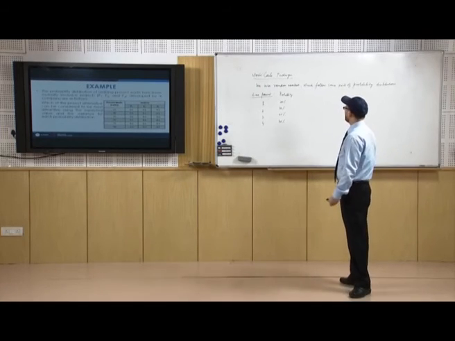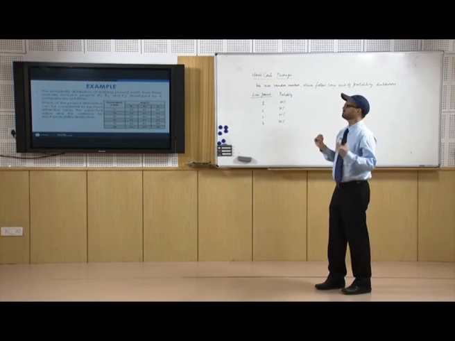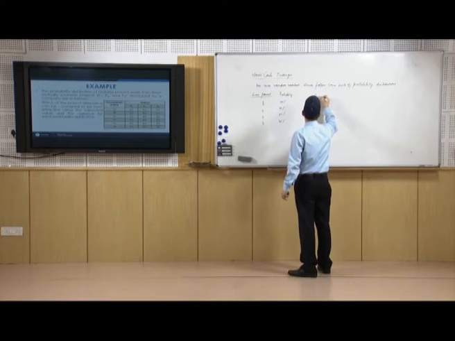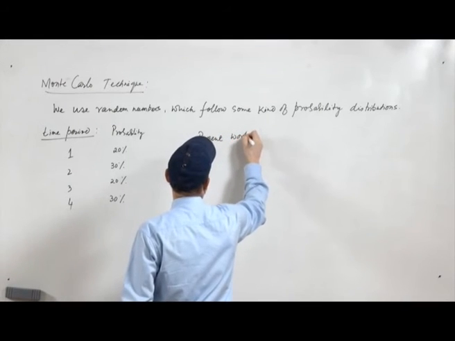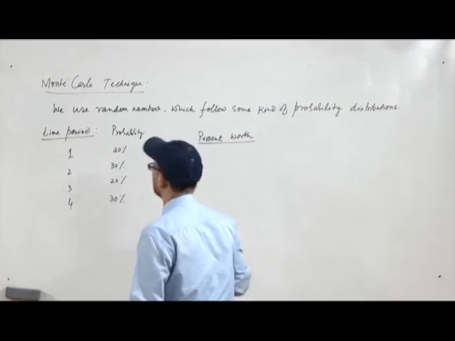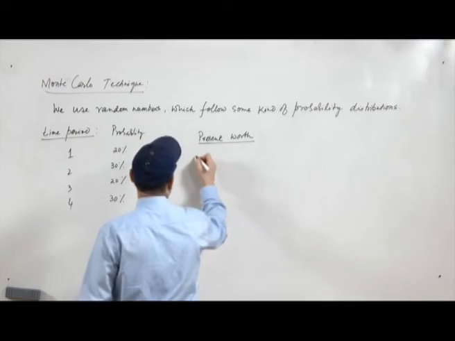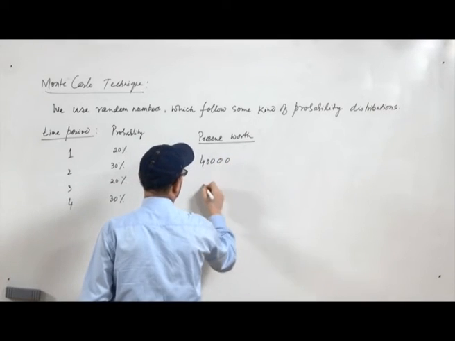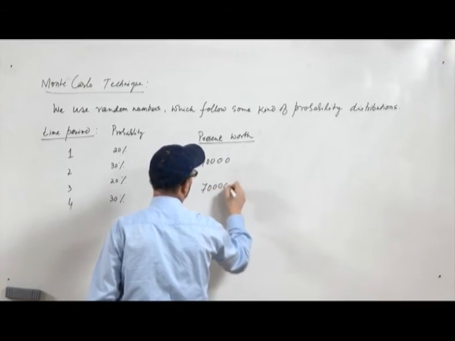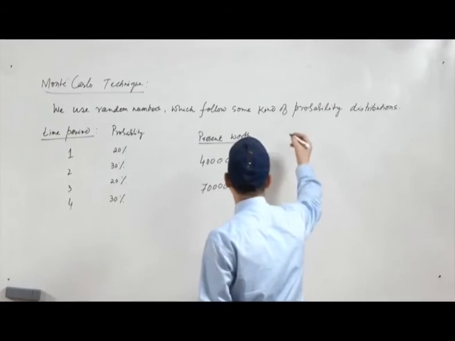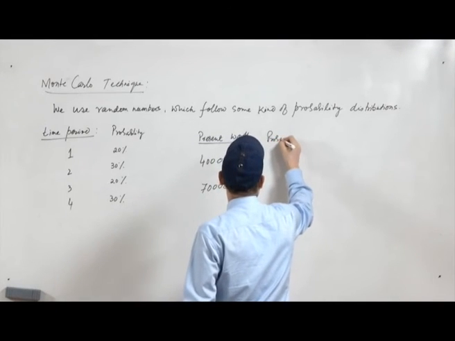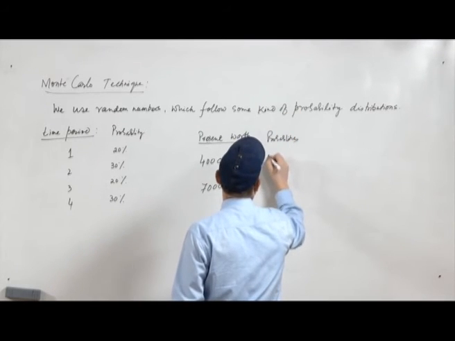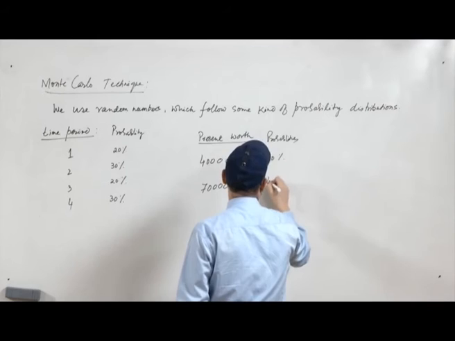Then there are two possibilities for, suppose, the present worth. You may have the present worth as either 40,000 or 70,000, and its probabilities are also given, maybe 60% and 40%.